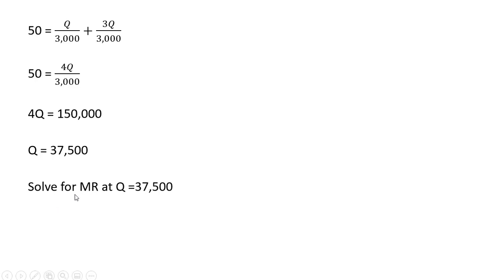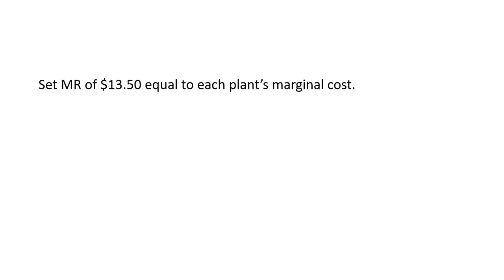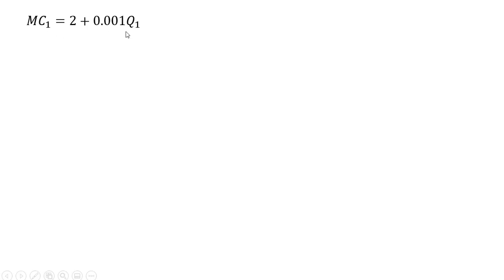And let's just find out what marginal revenue will be at that level of output. So plugging this 37,500 into the marginal revenue equation, we see that marginal revenue is $13.50. We're going to set marginal revenue of $13.50 equal to each plant's marginal cost. Remember, again, we're trying to find out how much output each plant should produce. Here's the marginal cost for the first plant. We'll set the left-hand side equal to marginal revenue of $13.50. And now we're going to solve for Q subscript 1.